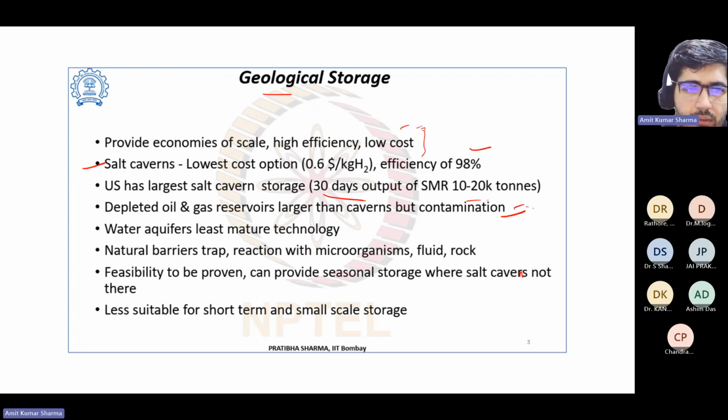Water aquifers we can also use, but it is the least mature technology. Natural barrier traps, reaction with microorganisms, fluid and rock. So they are still under research, feasibility to be proven, and they can provide seasonal storage where salt caverns are not there. But these kinds of storage are not suitable for short term and small scale storage.